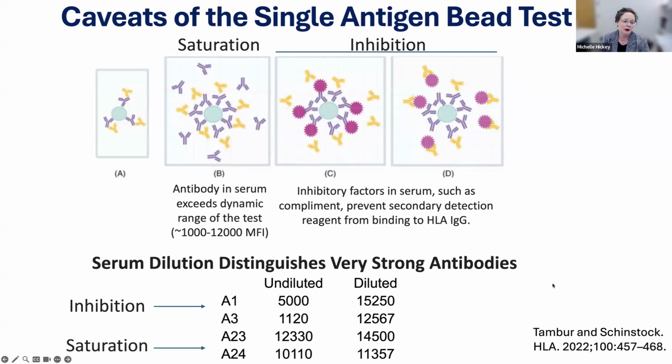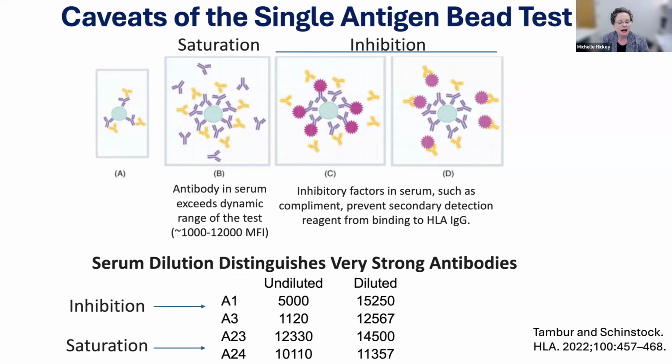Thank you. So here are some examples of some single antigen bead data. I have antibodies that have been identified in undiluted and diluted serum, antibodies to A1, A3, A23, and A24. In undiluted serum, antibodies to A23 and 24 are strong, around 10 to 12,000. And when we dilute the serum, we find that those antibodies are still very strong. And these are examples of saturation.